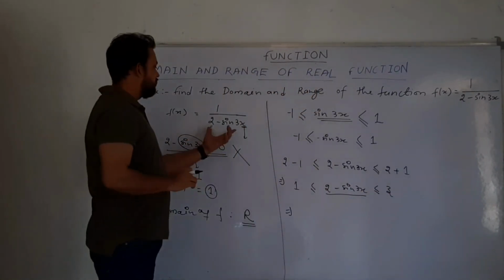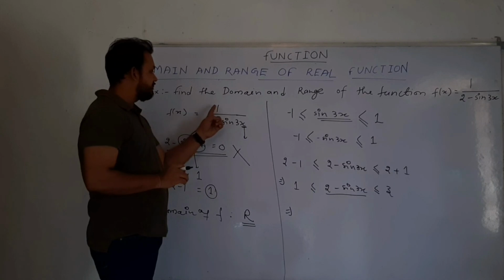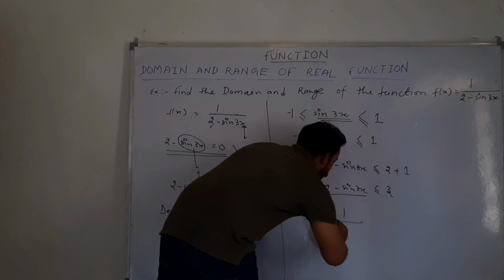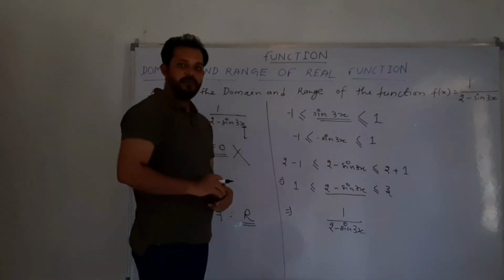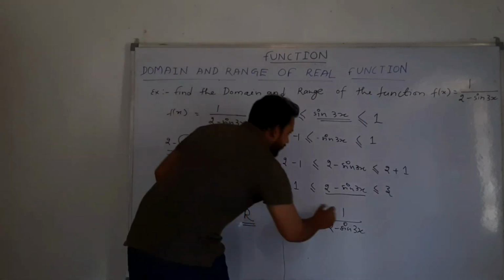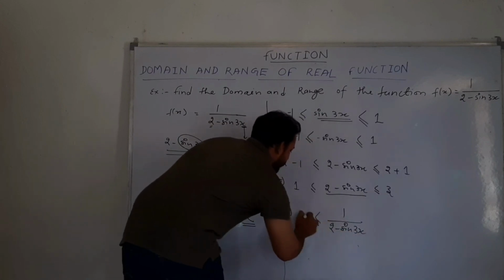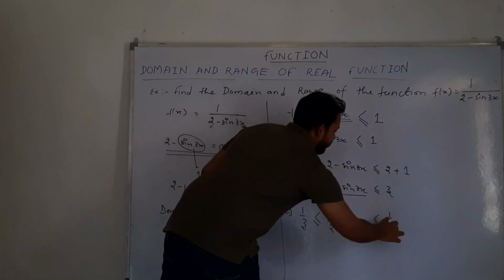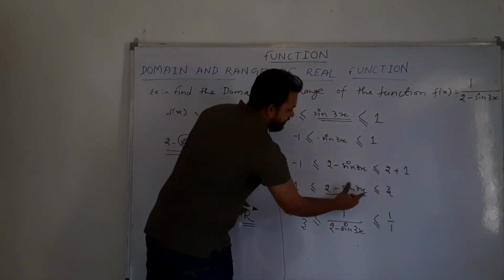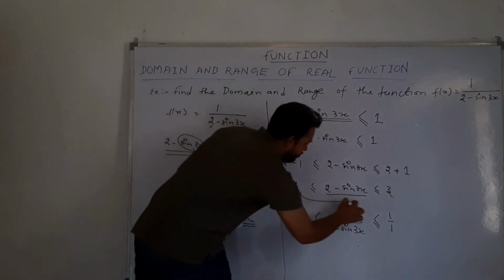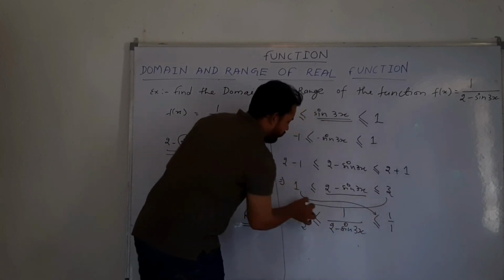But we have to find the range of this function. Here it is 1 upon 2 minus sin 3x. So we will write 1 upon 2 minus sin 3x. So when we reciprocate any number, this function will be greater than or equal to 1 by 3 and less than or equal to 1 by 1. Here we have written 2 minus sin 3x as 1 upon this. So we have written this value here and this value here.